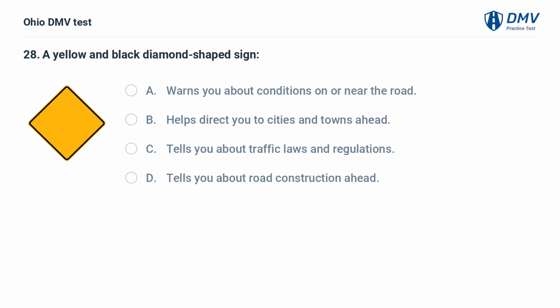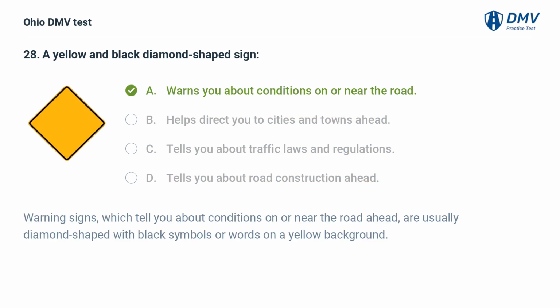A yellow and black diamond-shaped sign. A. Warns you about conditions on or near the road. B. Helps direct you to cities and towns ahead. C. Tells you about traffic laws and regulations. D. Tells you about road construction ahead. A. Warns you about conditions on or near the road. Warning signs, which tell you about conditions on or near the road ahead, are usually diamond-shaped with black symbols or words on a yellow background.